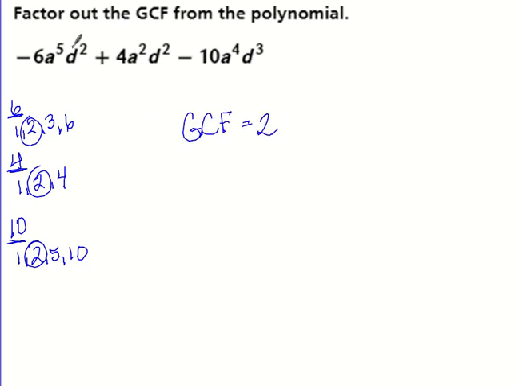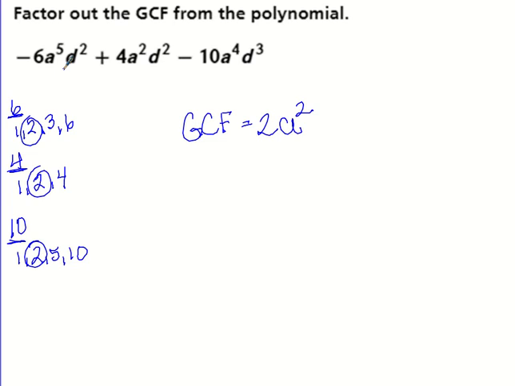So then I'm going to look at my variables. So if I look at A, I've got 5, 2, and 4. And remember, we want the greatest number we can actually take out, and the most we can take out is 2. So I'm going to take out an A to the second, because that'll get rid of as many A's as I can out of there. Okay, so that's the most A's I can take out.